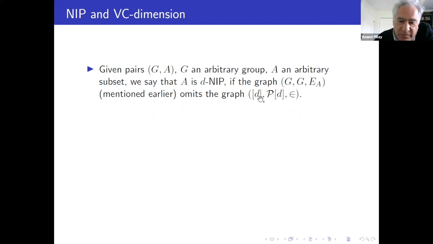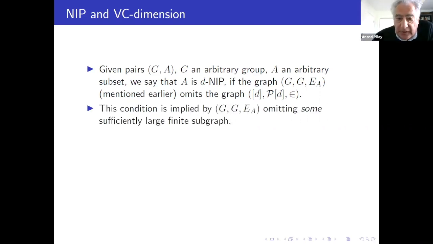It's not a complete graph, of course, but there are lots of edges around. You can think of every subset of D as being coded in this structure, since every subset appears here in the second part. So that's d-NIP, omitting a specific graph. Now this condition, being d-NIP, is actually implied by omitting some sufficiently large finite subgraph, where you can bound how large it should be.